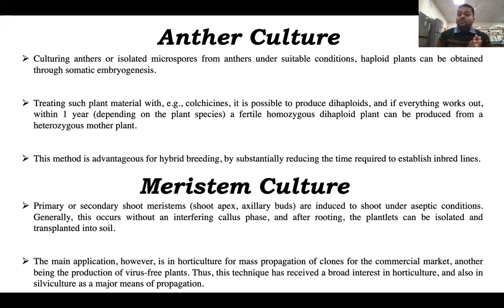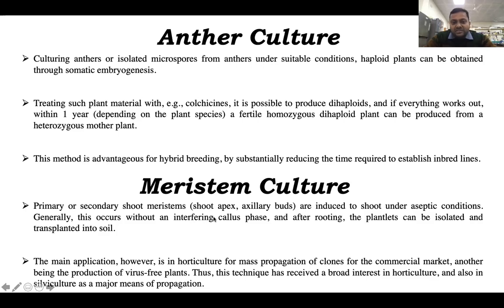Remember, dihaploid does not mean 2n, it means n plus n. That's why we don't call it diploid, we call it dihaploid. So it can produce a fertile diploid homozygous plant by duplicating the chromosome number using colchicine. And as mentioned earlier, anther culture is mainly used for hybrid breeding. Say if you want to generate a hybrid by crossing two plants, you generate two haploid plants, one from one parent and another from the other parent, then you cross them, and it will form a hybrid diploid, or dihaploid, plant.